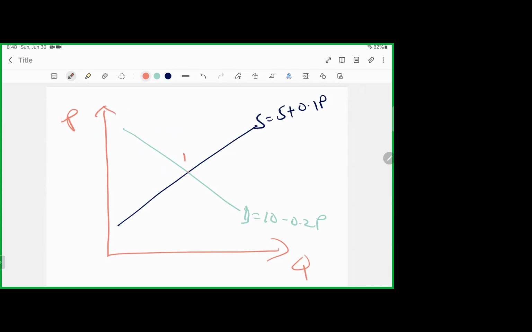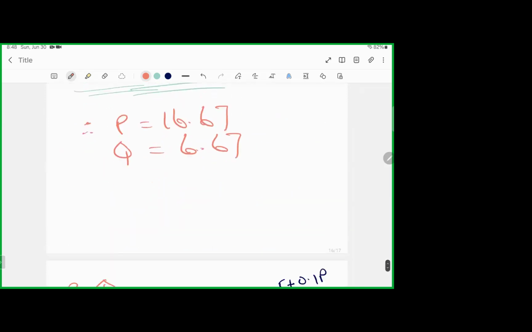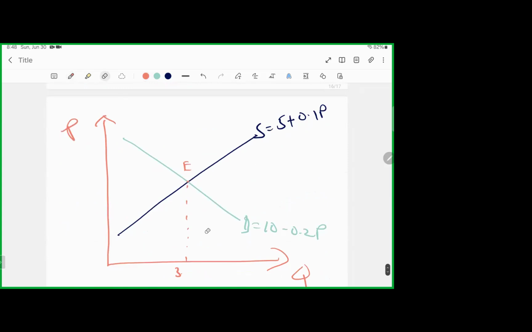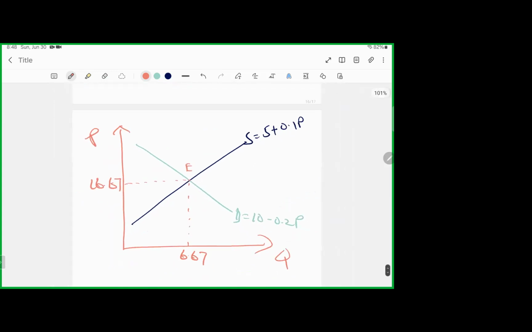What we are seeing here is the equilibrium. When you trace it to hit the quantity axis, here will be 6.67. So here is 6.67. And then the equilibrium price will be 16.67 cedis. So this is how you determine the equilibrium price and quantity using the equation. So later we will be building on this to make our progress.